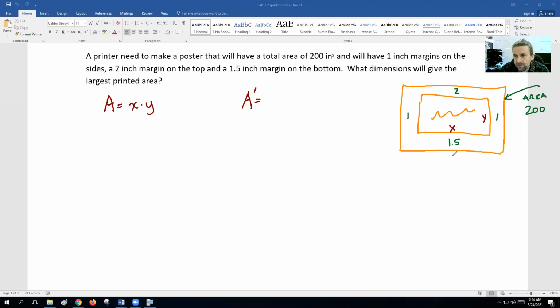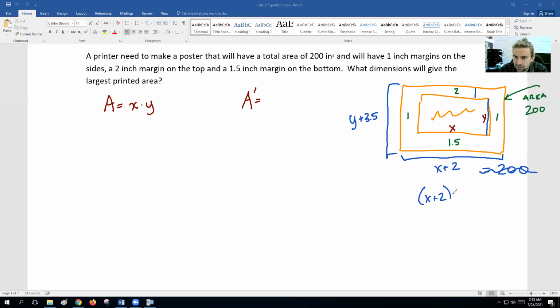So let's see. If we know that the area of this whole thing has to be 200, we can look here to see that going up and down, it's y here, but we would have plus 2 on the top and plus 1.5. So this top to bottom is y plus 3.5. And then going left and right, we have 1 plus an x plus another 1, that'd be x plus 2.